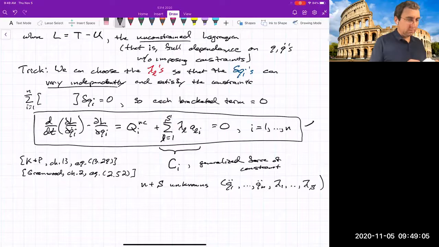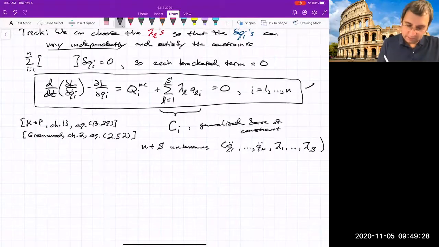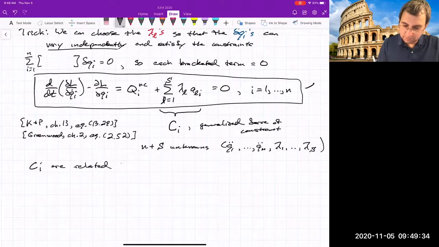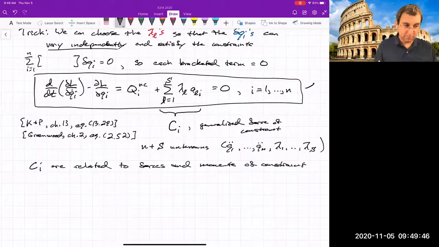There's also something to note, which is that these generalized forces of constraint can be related to Newtonian forces and moments in the, let's say, usual way. So, the C_i are related to forces and moments of constraint in the way that we would expect.